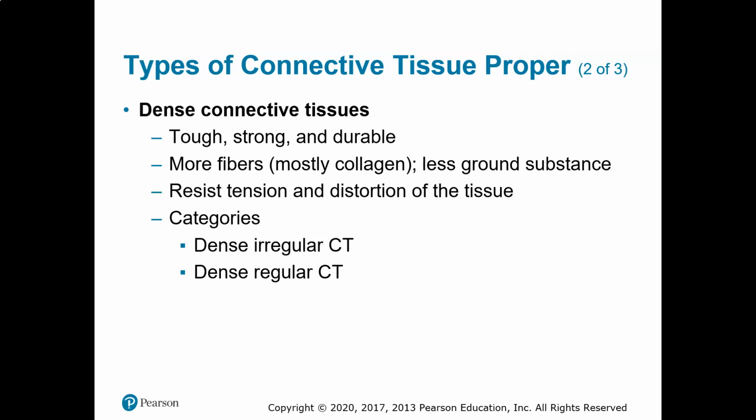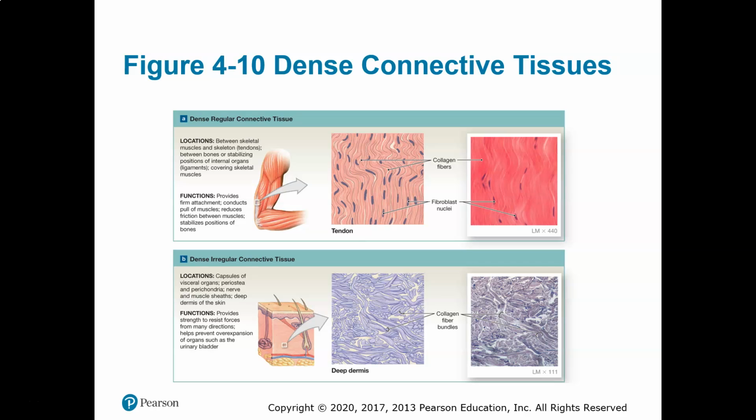Now, we had loose connective tissue, which consisted of areolar, adipose, and reticular. The dense connective tissue is divided into dense irregular and dense regular connective tissue. Dense connective tissue is tougher, stronger, more durable, contains more fibers and less ground substance. And here's some places that we can find it. Tendons and ligaments are composed of dense connective tissue, dense regular connective tissue.